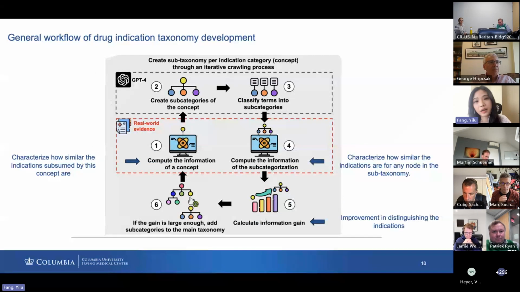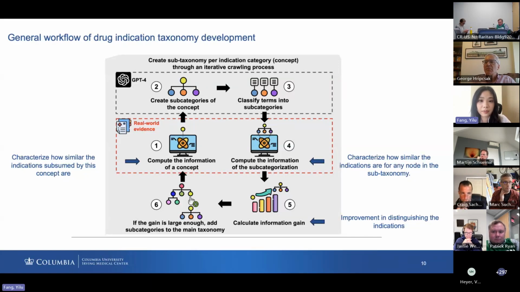And now let's delve into the iterative crawling procedure to create the subtaxonomy for each indication category, or concept. First, we computed the information of a concept using real-world evidence. Here it characterized the similarities among indications subsumed by the concept. And here the indications were represented by their related drugs, and drug representations were derived from real-world patient data.